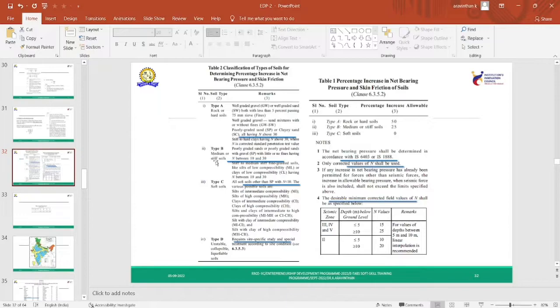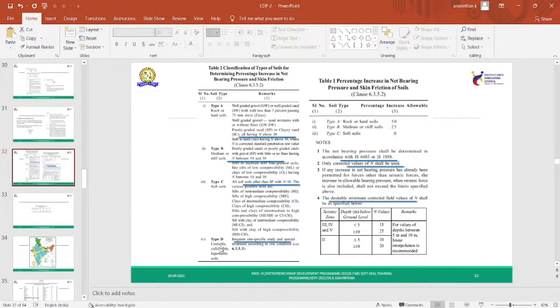Then medium or stiff soil. If you want to classify this, when doing the SPT test, you will get a value around 10 to 30. So above 30 is called rock soil. When it is between 10 and 30, it is called medium or stiff soil. Soft soil means you will have a much lesser value than 10. If you have less than that, you can classify it as soft soil.